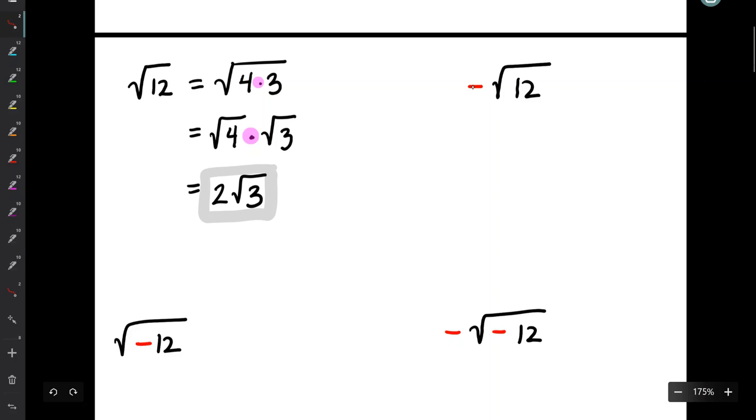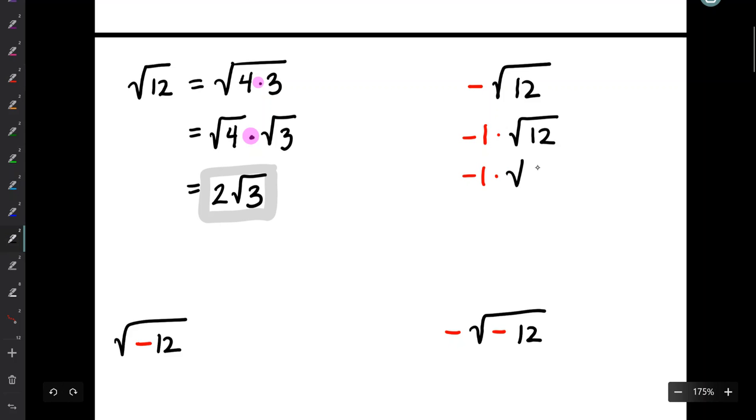Now the minus sign, again, right in front here, is just a minus 1 times the square root of 12. Right? We know the answer to the square root of 12. It's 2 times the square root of 3. So this answer is going to be minus 2 times the square root of 3. But let's go ahead and write out a few steps.